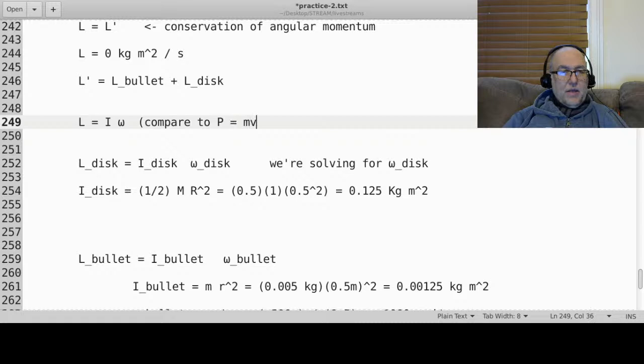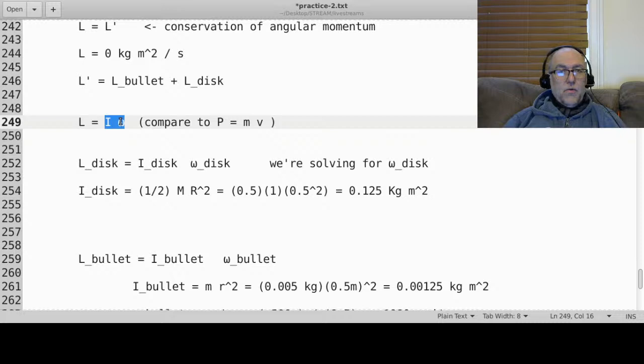So what's this? This is linear momentum. If you take the mass and multiply by the velocity, you get the linear momentum. The angular equivalent is you take the moment of inertia, which is like the mass, and multiply it by the angular velocity, which is like the linear velocity, and you get the angular momentum. So we need to add up I omega for all the pieces afterwards, and that's got to equal zero.